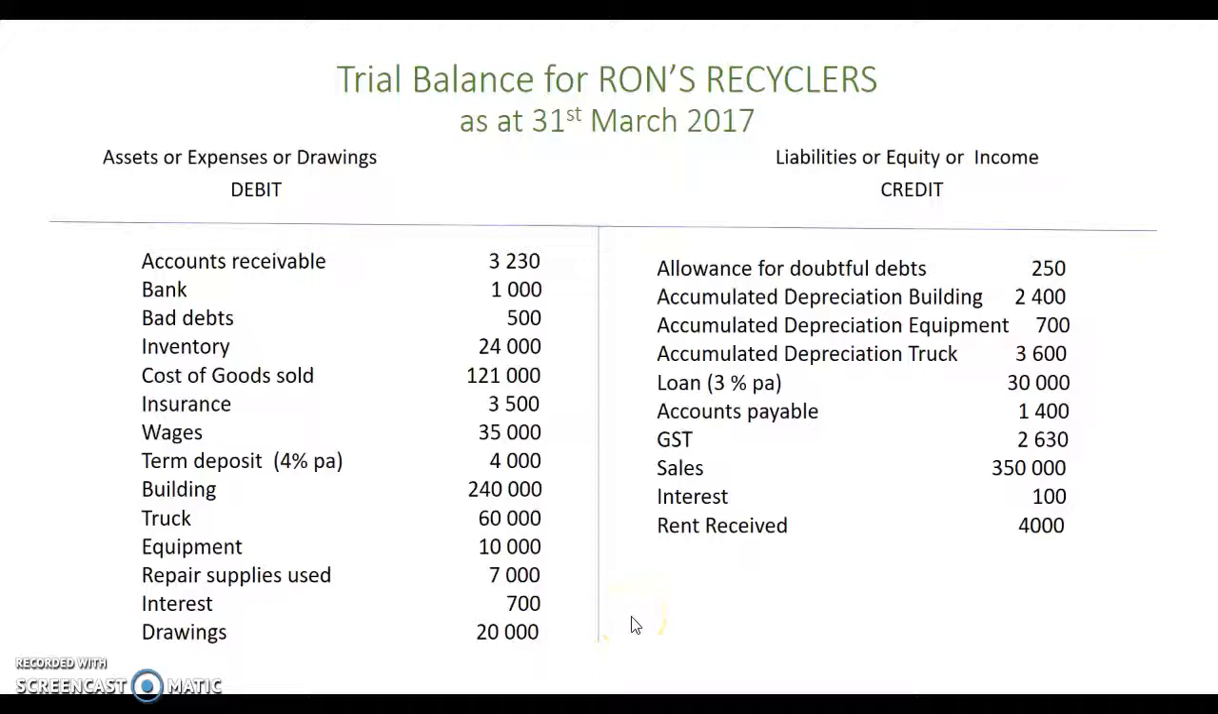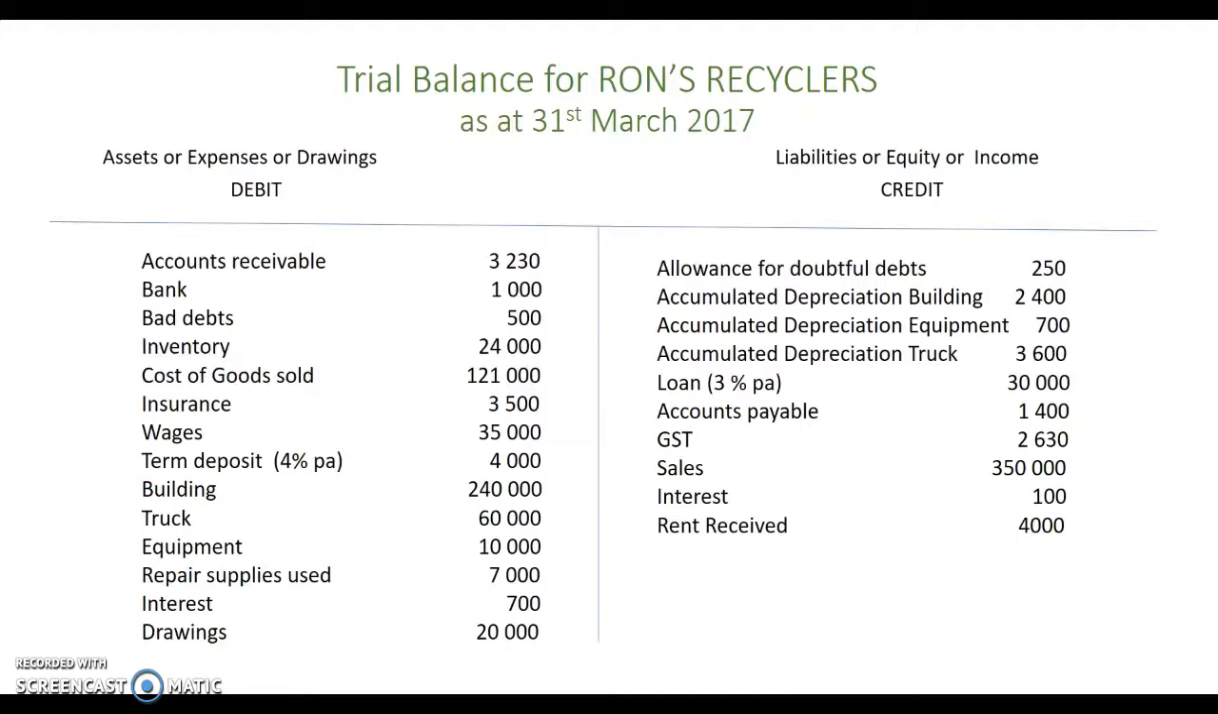Hi, welcome along. We're going to do the second balance day adjustment that's required for Level 2 Accounting, NCEA, and that's going to be accrued income. So we're still dealing with the trial balance for Ron's Recyclers. This is the unadjusted trial balance. We've already done one adjustment, so we'll show that later on.